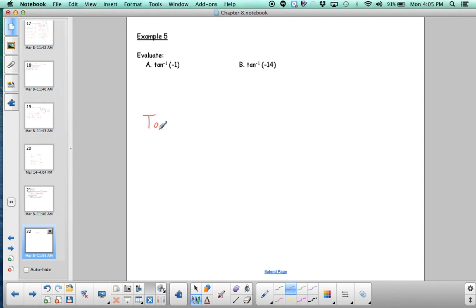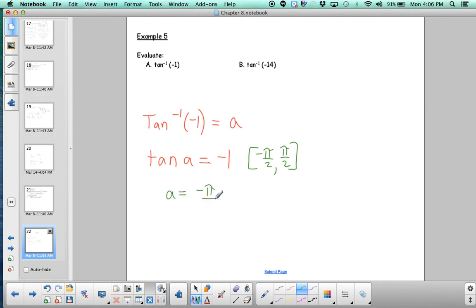So we have arctangent of -1. Let's go ahead and set that equal to a. So we can say that the tangent of a is equal to -1. In this case, we know we have to have our domain restrictions from -π/2 to π/2. And what angle values satisfy that? We know that a is equal to -π/4.